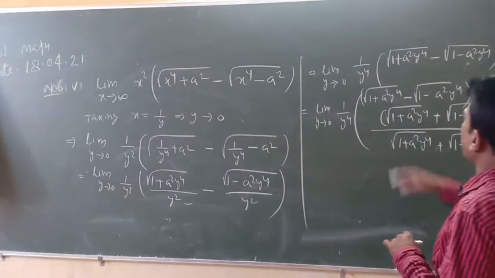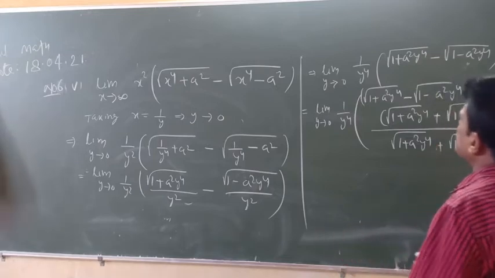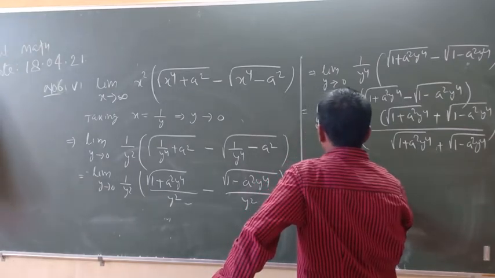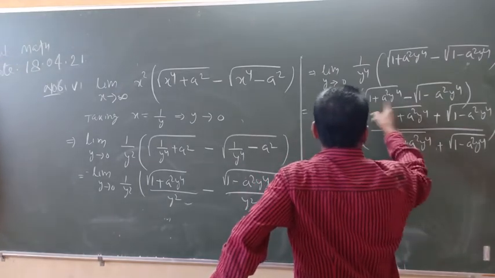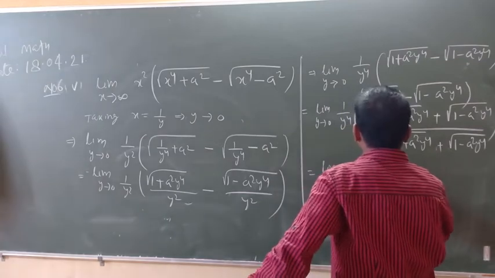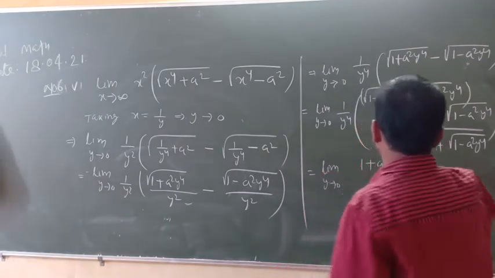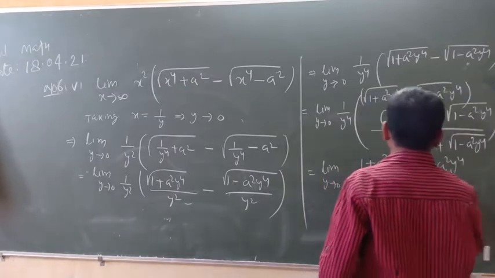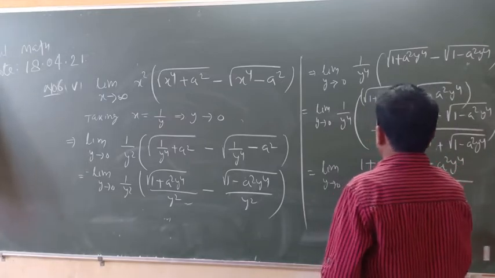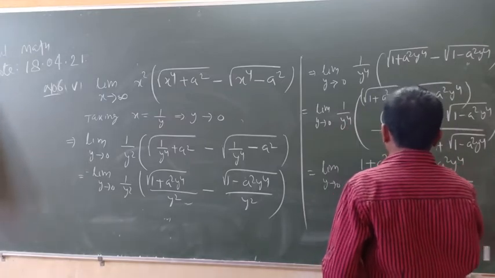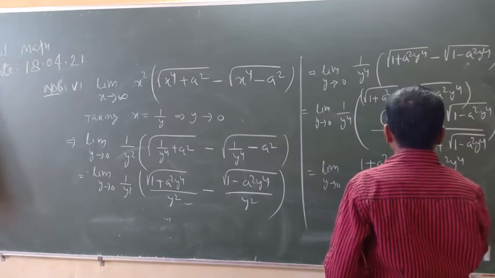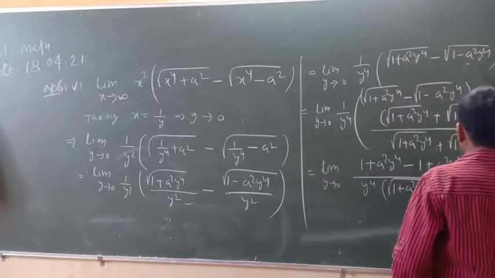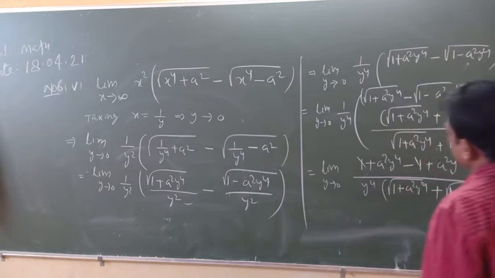Look at the numerator side: a minus b whole into a plus b is a square minus b square, hence the root will vanish. It becomes limit y tends to 0, 1 plus s square y fourth minus 1 plus s square y fourth, divided by y fourth whole into the root of 1 plus s square y fourth plus the root of 1 minus s square y fourth. Here, plus 1 minus 1 is cancelled.